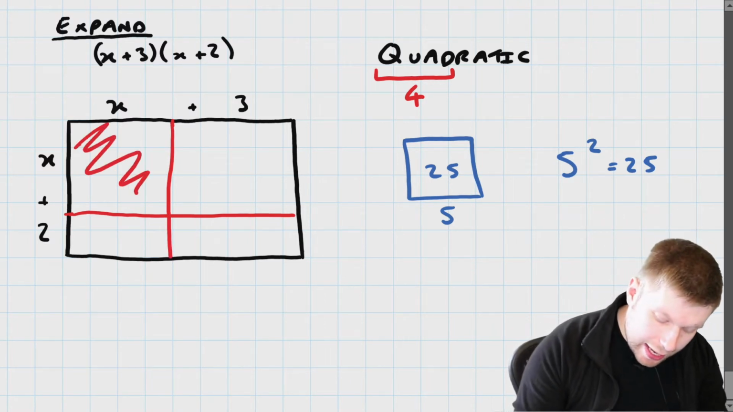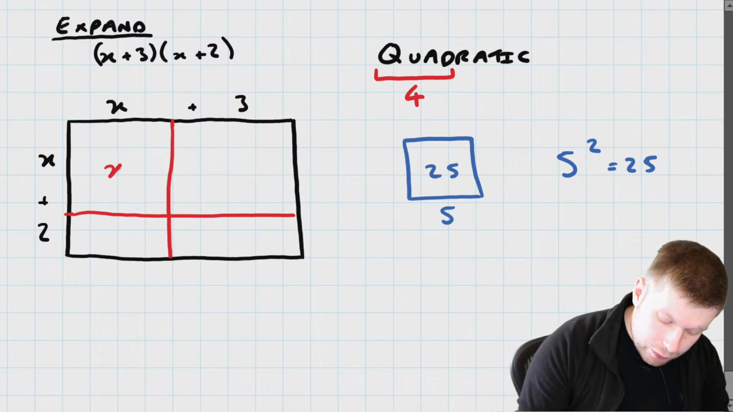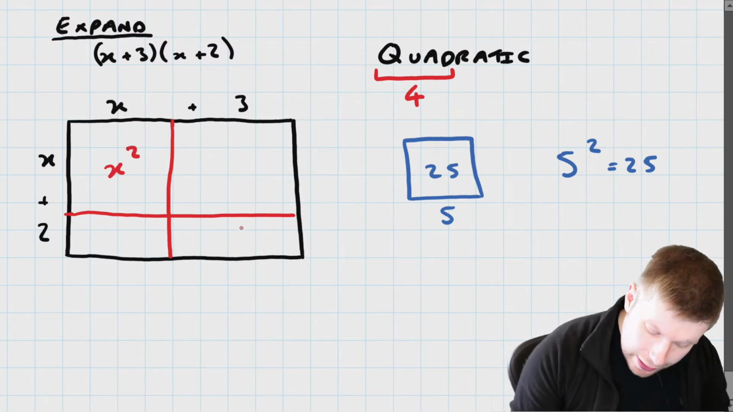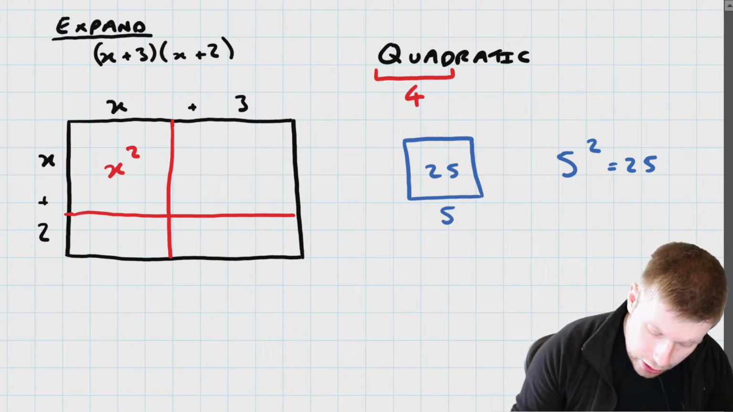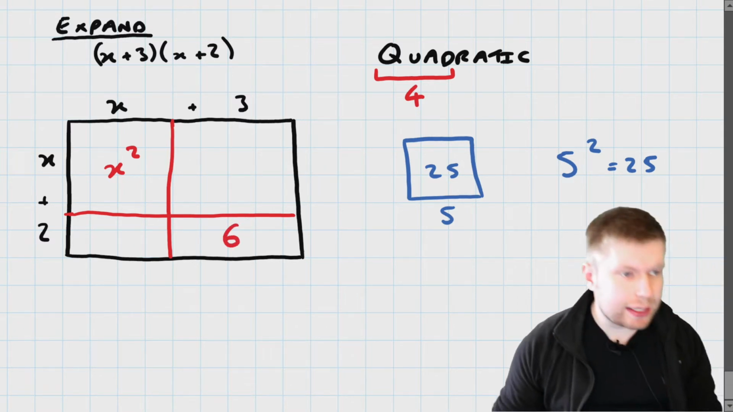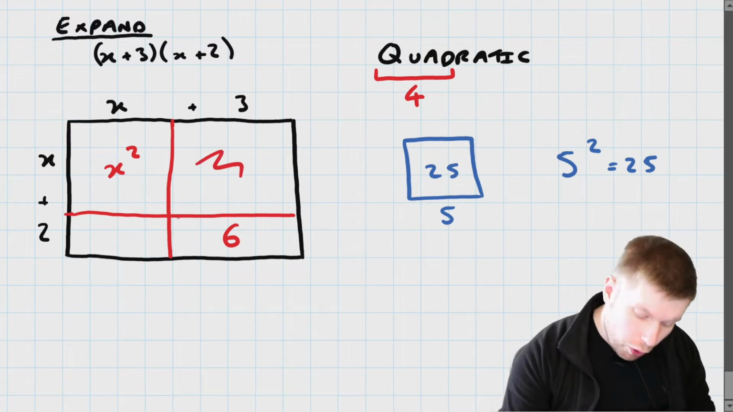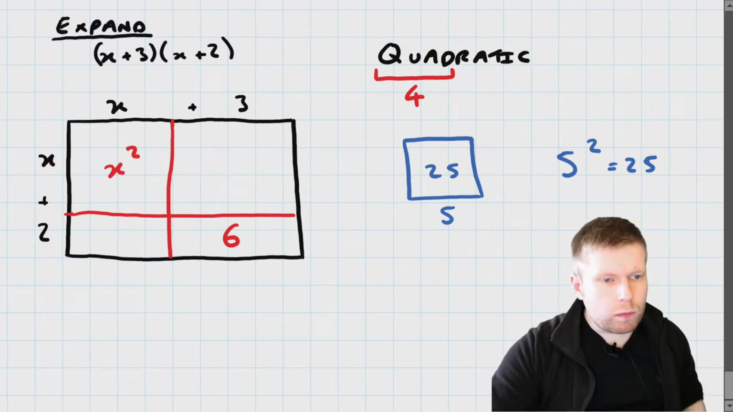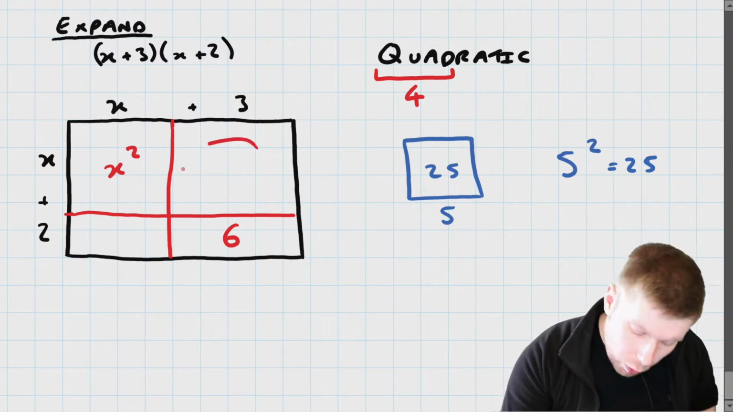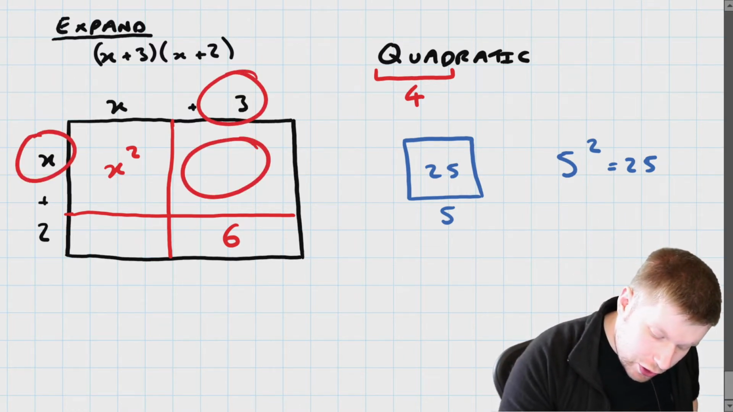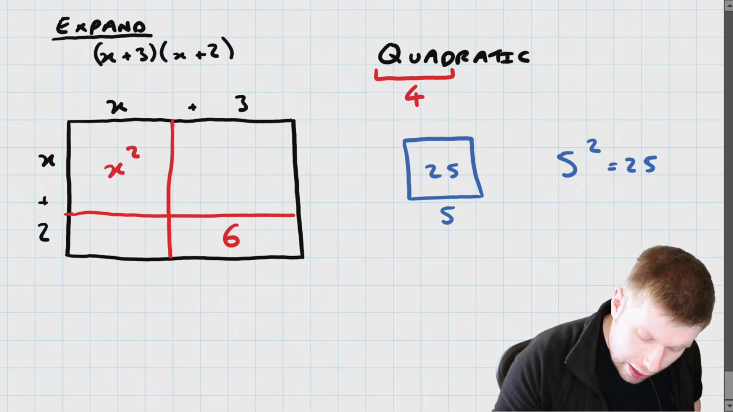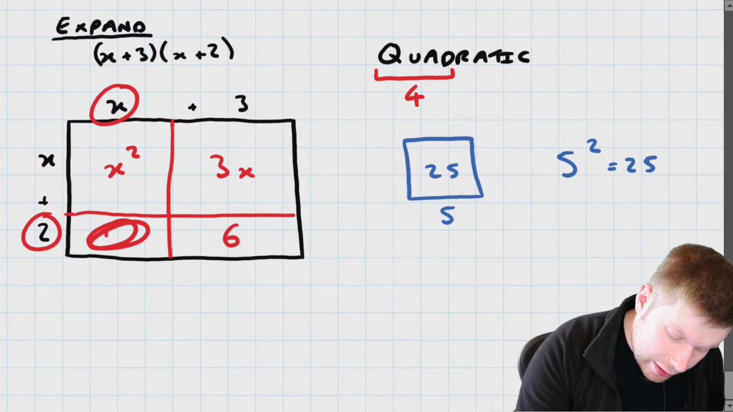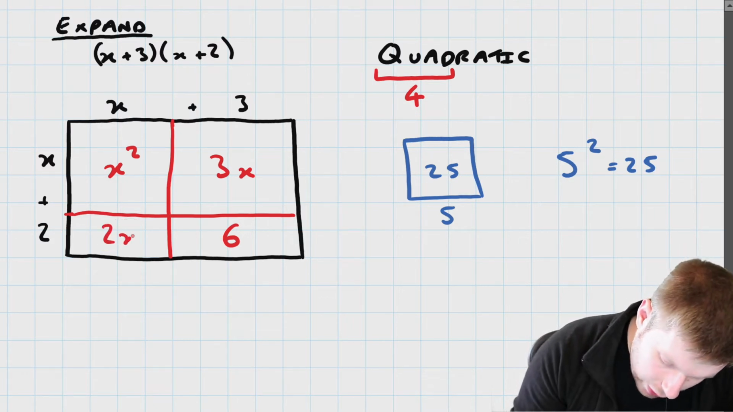I end up with this here, which is going to be x squared. You happy with that? Because I have x times x. I end up with this area down here, which is going to be 2 times 3, so that's going to give me 6, that area is 6. Then I end up with 2 more areas, this area and this area. And basically this area is going to be 3 times the x, okay? So this area is going to be 3x, and this area is going to be 2 times x. So in other words, I'm going to end up with 2x here, okay?